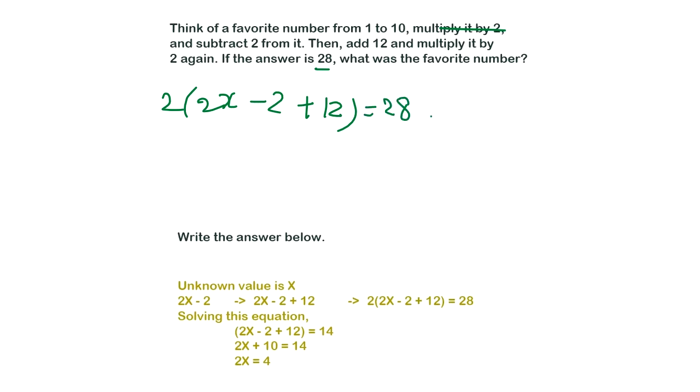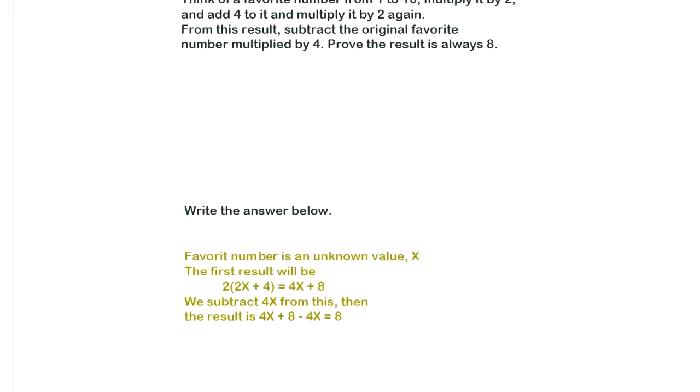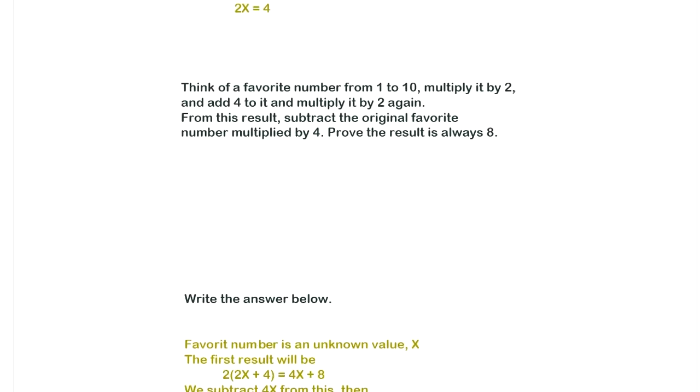You can actually do this backward. You divide by 2 and subtract 12, and so on. That's a way to solve it. The next one, think of a favorite number from 1 to 10, is the same way. We skip this, you can do it by yourself. This is a challenge for algebra word problems.